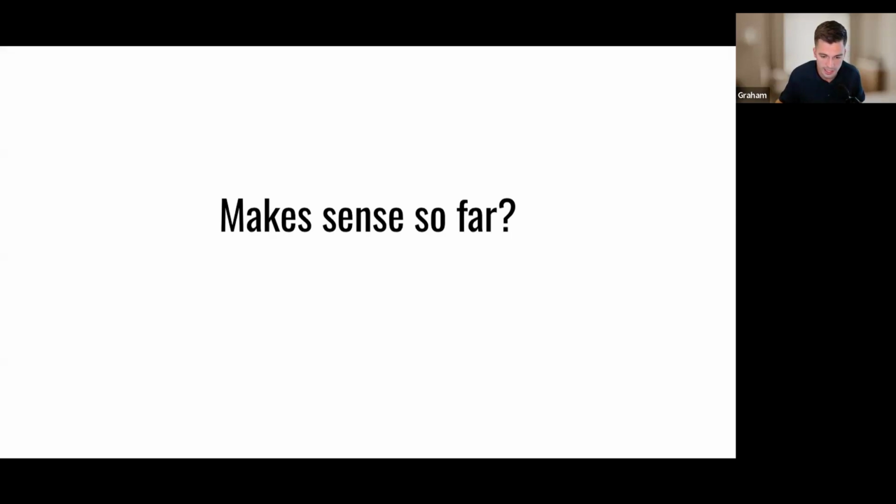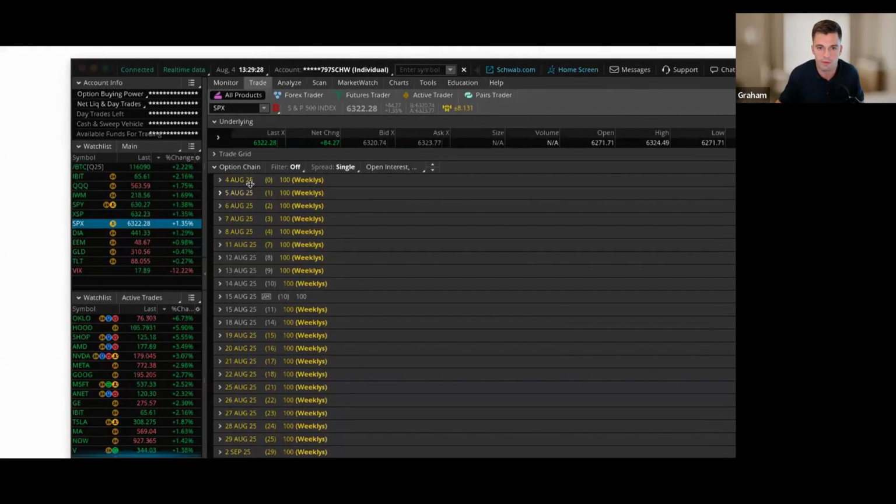The reason I list it like that, we got a question about the expiration. So like if you open Thinkorswim, that's how it looks. 4 Aug 25. So I want it to be very easy for you guys to find. If I wrote August 4th, 2025, it wouldn't match up one-to-one in here.